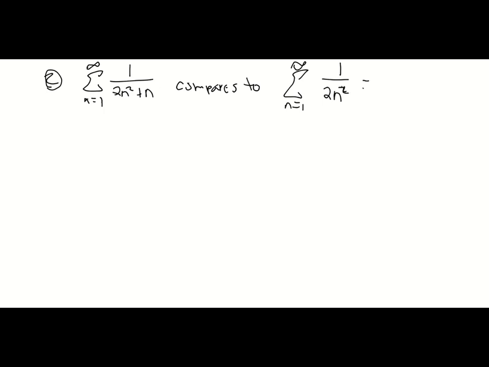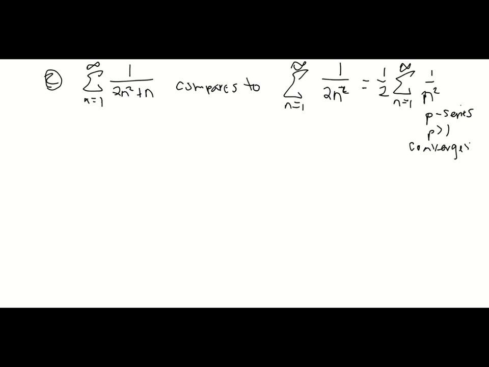Now, this looks pretty close to a p-series, but it's not exactly a p-series because it's got a 1/2 multiplied by it. We can pull that 1/2 scalar multiple out in front of the summation, and say the sum from n equals 1 to infinity of 1 over n squared. So we're going to compare it to this, which we know is a p-series. P is equal to 2, which means p is greater than 1. And if p is greater than 1, the p-series converges.